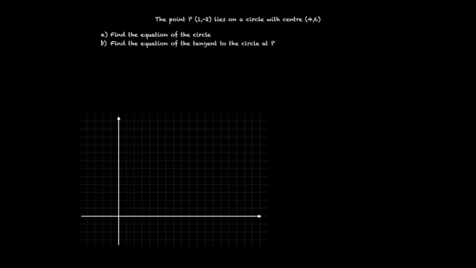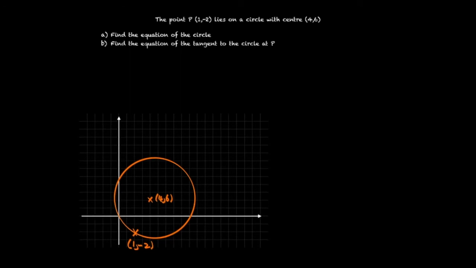So let's finish off with a problem involving both circles and straight lines. So the point P (1, minus 2) lies on a circle with centre (4, 6). Find the equation of the circle. So let's sketch on the graph what we're told. We have a circle with a centre of (4, 6), and it goes through the point (1, minus 2).